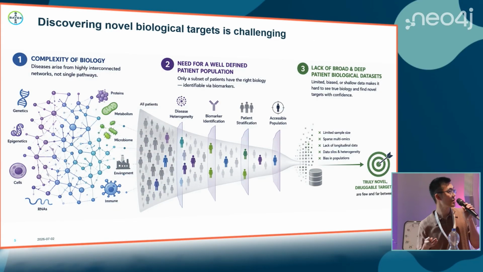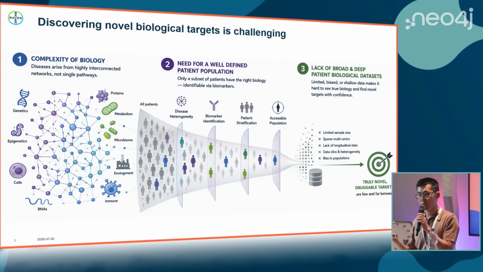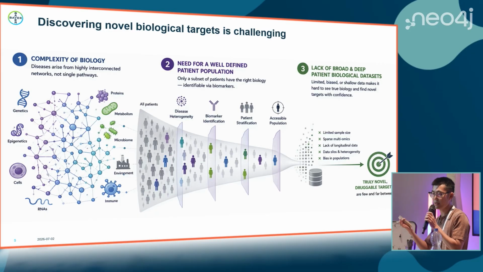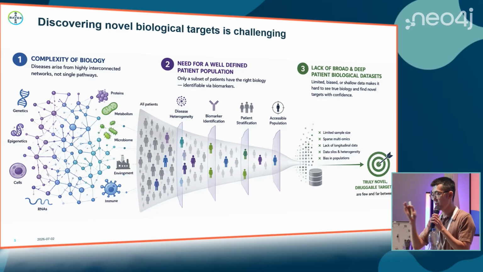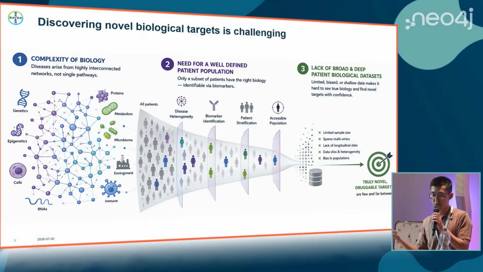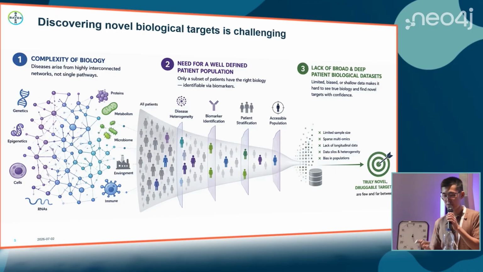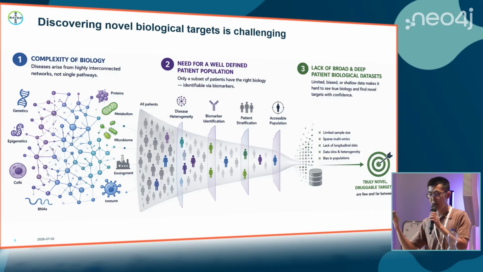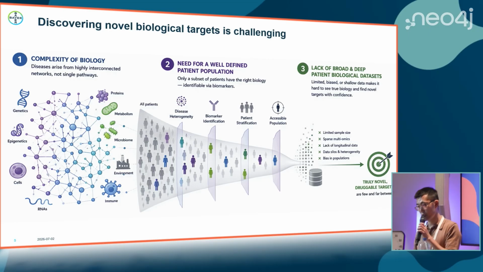And as you all know, discovering novel biological targets is challenging because already a lot of things have been discovered, and biology is quite complex. And also you have to go in the discovery pipeline from in vitro models to human populations. And sometimes you don't have human data. Well, most of the time you don't.